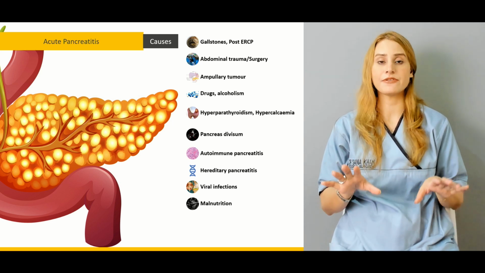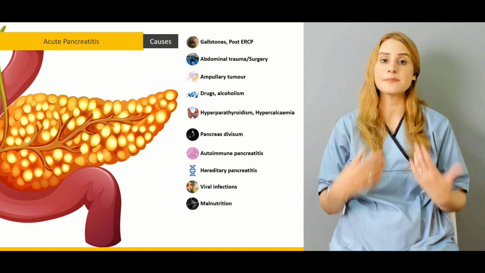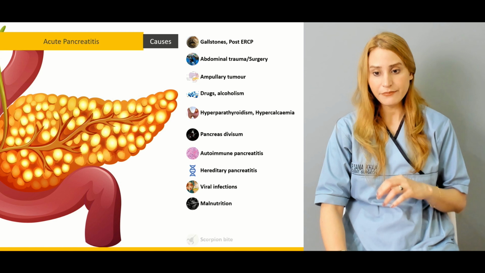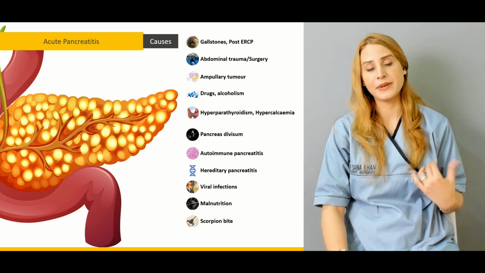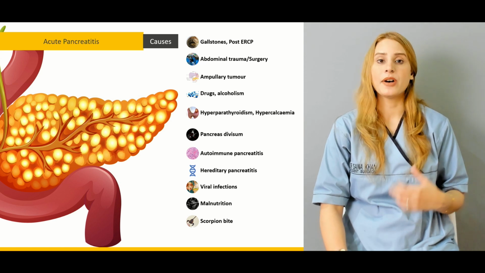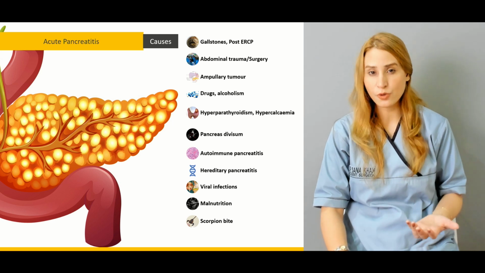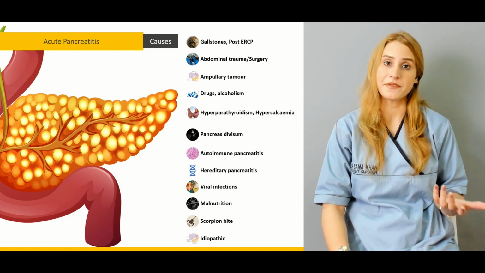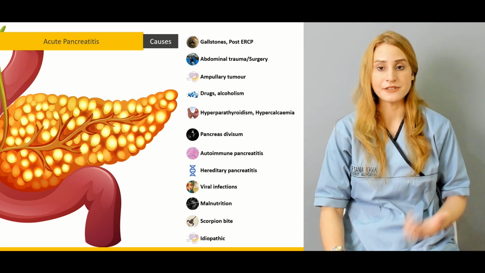So most commonly, you should remember biliary or gallstone related pancreatitis, post ERCP, and alcohol. These are the most common causes for the development of acute pancreatitis. Sometimes a patient can also present to you because of a scorpion bite. The exact mechanism is still not known, but some interleukins and cytokines are produced as a result of the scorpion bite, and they target the pancreas and cause acute pancreatitis. Some causes of acute pancreatitis are idiopathic, where the cause is obviously not known.